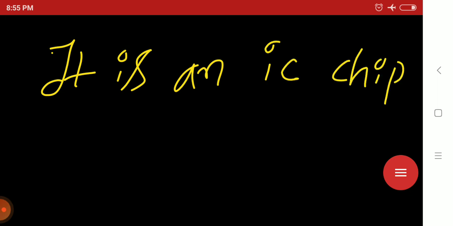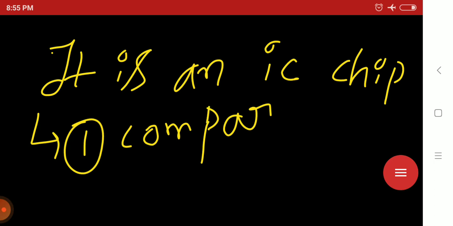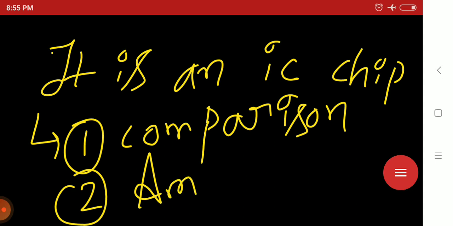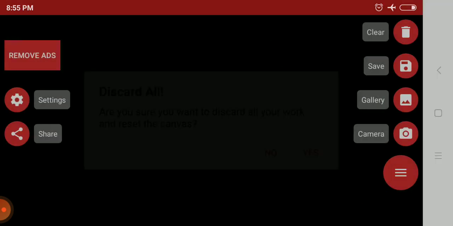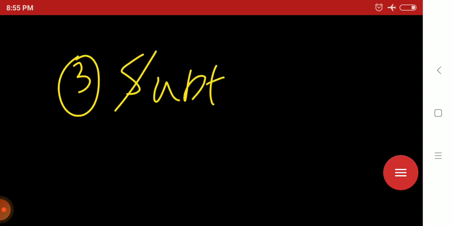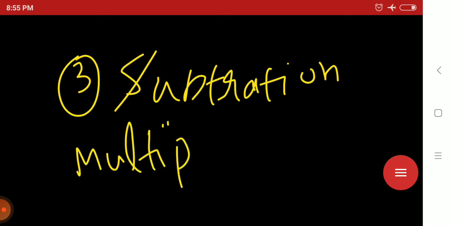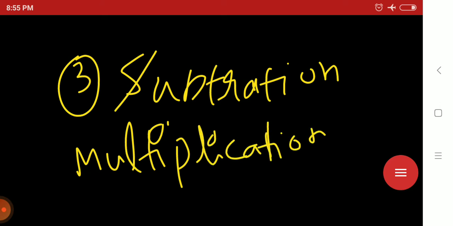It is an IC chip which can be used to perform, one, comparison; two, amplification or addition. Or you can do subtraction also. And by the use of op amp you can do multiplication and division also. We will know about those operations in our next videos.